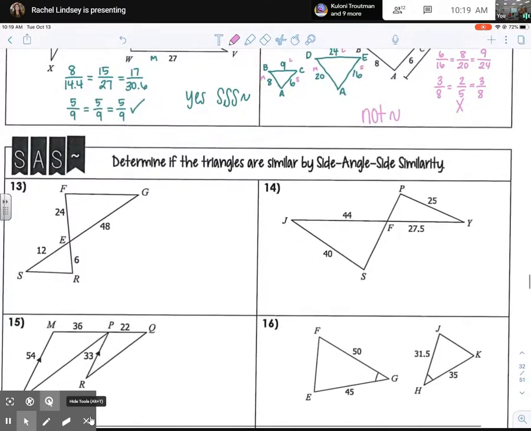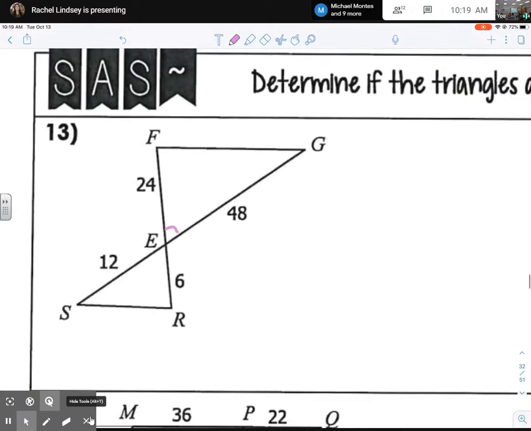Okay, so we've done angle, we've done side. Now we're going to look at side, angle, side. With side, angle, side, we need two proportionate sides and an included angle. So on number 13, we have that angle at the cross, or vertical angles. So I'm going to be looking at the two sides that connect both angles. Do I have both sides that connect both angles? Yes. So I'm going to look at the small and the large.